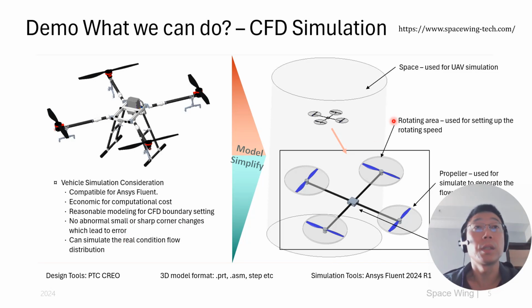Okay. So for this case, we will simplify the 3D model. We will use the same 4 propellers, and we will create 4 rotating areas, and we will simplify the base, the vehicle frame and tripod, into a very simple structure. Okay, and we will create a large space to simulate the environment.